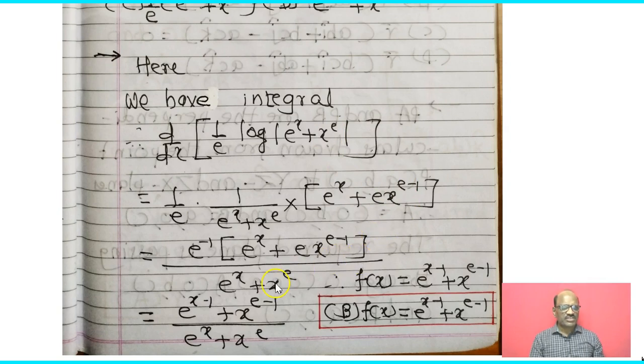After the simplification, you will get e raised to minus 1 in bracket e raised to x plus e into x raised to e minus 1 upon e raised to x plus x raised to e, and that is e raised to x minus 1 plus x raised to e minus 1 upon e raised to x plus x raised to e. Therefore the function f of x is equal to e raised to x minus 1 plus x raised to e minus 1, and hence option B is the correct one.